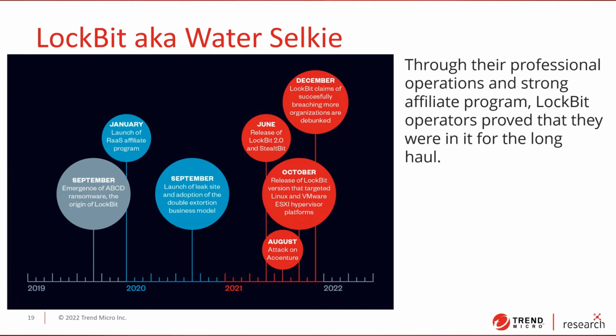In June, they released Lockbit 2.0 and Steelbit, which were two new pieces of malware that we had to deal with as an industry. In August, you had an attack on Accenture. In October, they released a Lockbit version that targeted Linux and VMware ESXi hypervisor platforms. So they're expanding their attack surface as a group. And then in December, they claimed successful breaching of more organizations, but that was actually debunked.